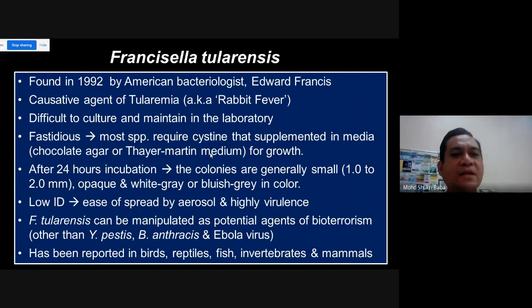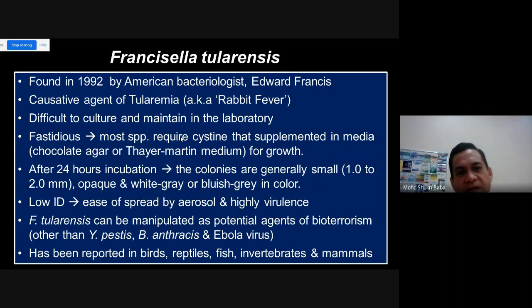Difficult to culture and maintain in the laboratory. Dia adalah fastidious. Okay, most species require cysteine supplemented in media seperti chocolate agar and also other media untuk perkembangan dia. After 24 hours of incubation, the colonies are generally small, 1 to 2 mm, opaque and white grey or bluish grey in color. Dia untuk initiate the disease, they have a very low ID, easy to spread aerosol, bioaerosol and highly virulent. So basically Francisella tularensis akan boleh kita manipulate dia sebagai potential agent for bioterrorism.